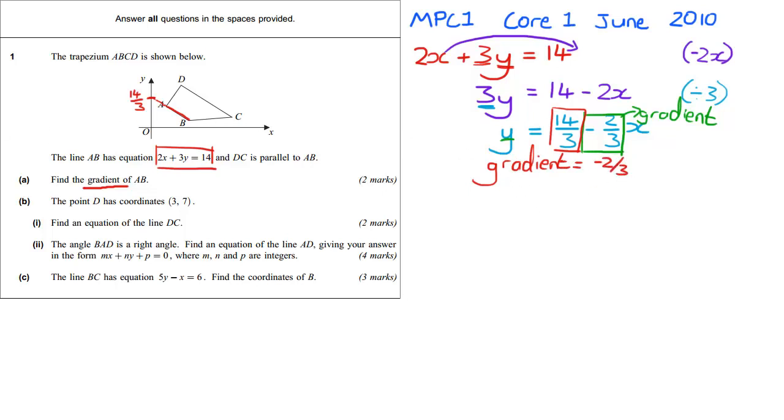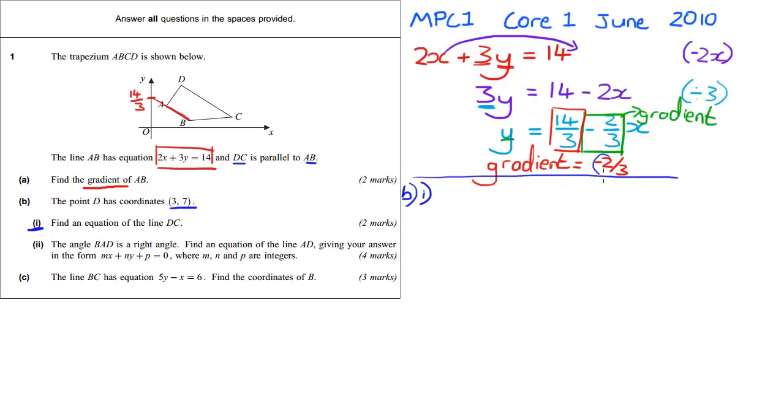So let's move on to B part I. Find an equation for the line DC. So how do we do that? Well, the point D has these coordinates here, and DC is parallel to AB. So what can we say about that? Let's draw a line under this. So for B part I, we can say that the gradient of DC is going to be the same as the gradient for AB.